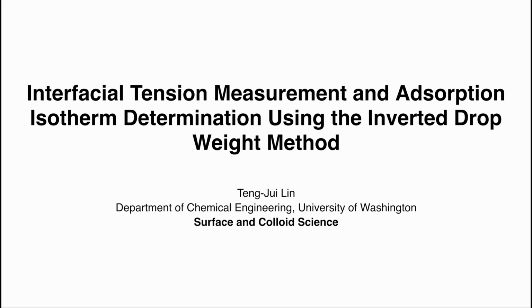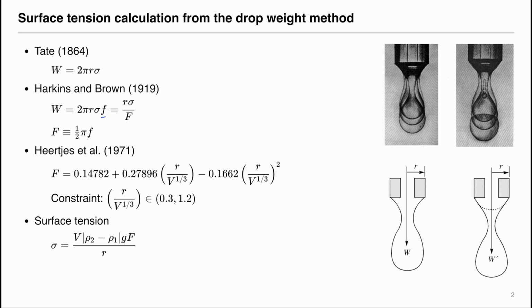Welcome back. In this video, I will go over how we use the inverted drop weight method to measure the interfacial tension between a liquid and liquid interface, as well as determine the adsorption isotherm. The drop weight method is one of the most convenient and accurate ways for measuring surface tension in the laboratory.